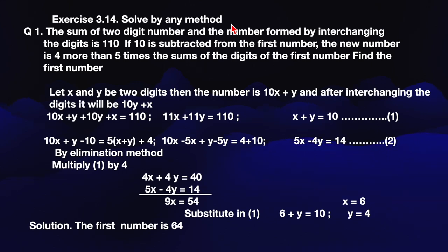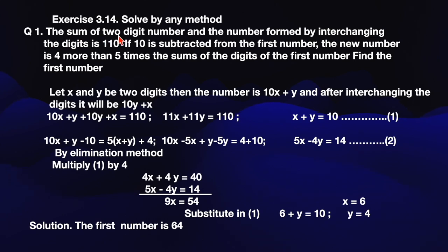The most important thing in problem sums is that you have to write down the equation first. We have to choose the variables x and y and write down the equation. Once you have written the equation, you can solve it by any method. I'll teach you how to write the equation. Let's go to the first sum.